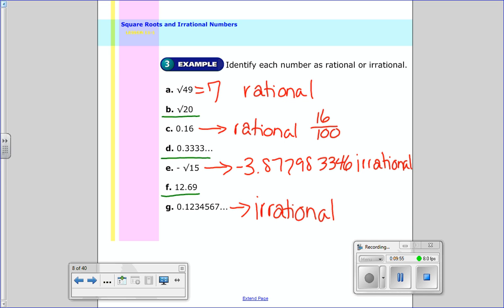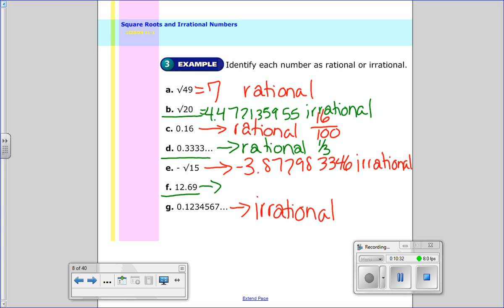All right, let's check these, shall we? So the square root of 20, if you go ahead and do that one, you end up with about 4.472135955, and so on. Looking at it, it doesn't stop, it doesn't repeat, so it is considered irrational. And then looking at D, 0.3333, it's repeating. Because it's repeating, I know that would actually be 1/3 as a fraction. And then we have 12 and 69/100. Well, this terminates. So you should have rational written down.